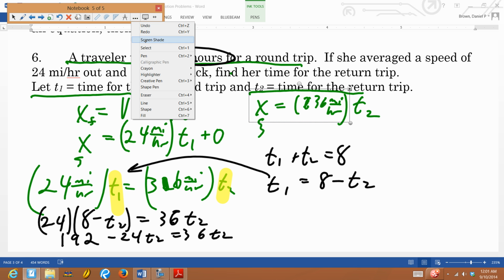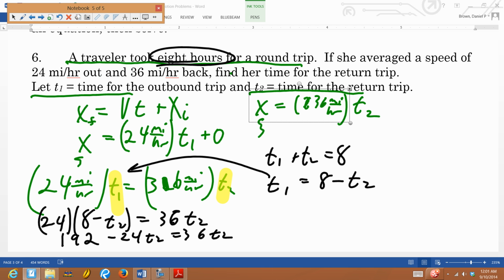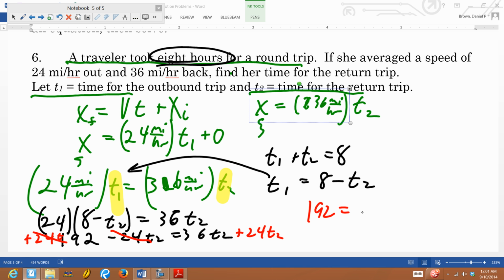I'm going to move all those T's, they're all unknown. I'm going to move them all to the same side of the equation. Let's add 24T to both sides. And now cancel out the negative 24T. So what we do to the left, we've got to do over here on the right. It's T2. 36 and 24 is 60. So we have an equation that says 192 is equal to 60 T2. Alright, so divide both sides by 60.